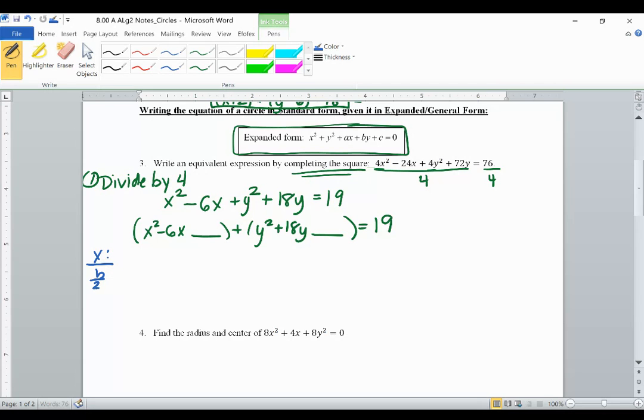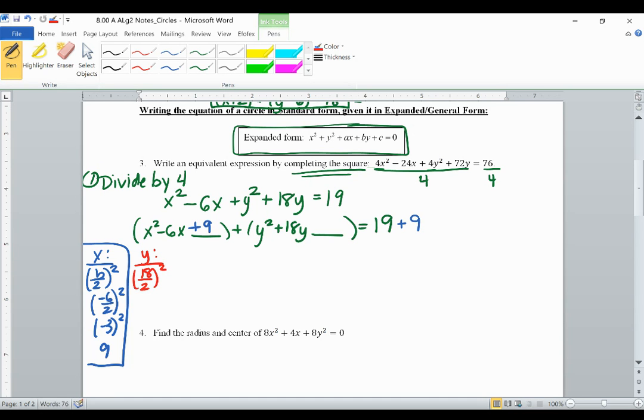So we're going to take b over 2 quantity squared and we're going to do negative 6 over 2 squared, which gives us negative 3 squared, which gives us positive 9. So I'm going to add 9 into this set of parentheses. If I add 9 to that side, I've got to add 9 to this side. Okay, let's do the y's. So b over 2 quantity squared is going to be 18 over 2 squared.